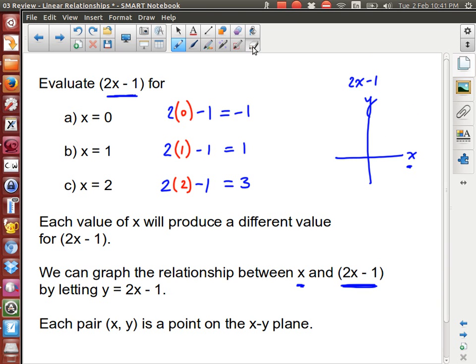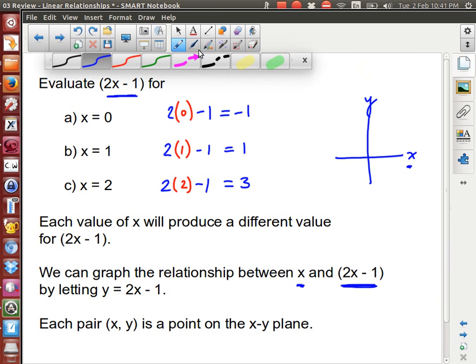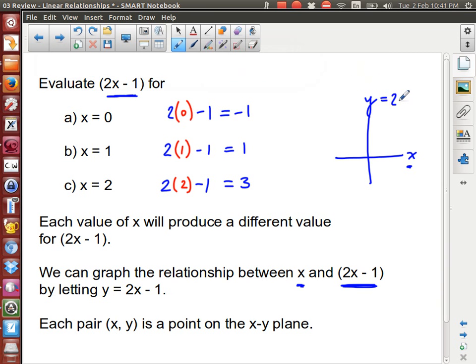We don't normally write it that way though. What we're going to do is say, up here on the y-axis is going to be the expression 2x minus 1. So y is equal to 2x minus 1, or it simply becomes the equation y equals 2x minus 1. Every one of these x values has a corresponding y value, so those are the y values. So 0, negative 1 is an xy coordinate, 1, 1, 2, 3. And we can graph those.